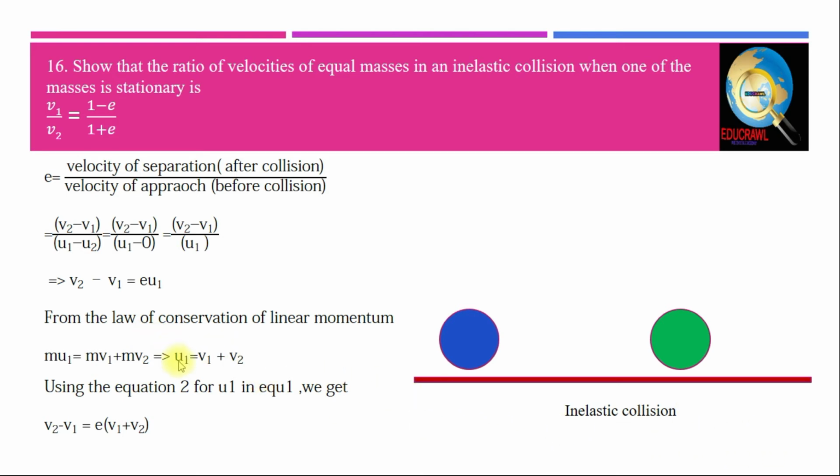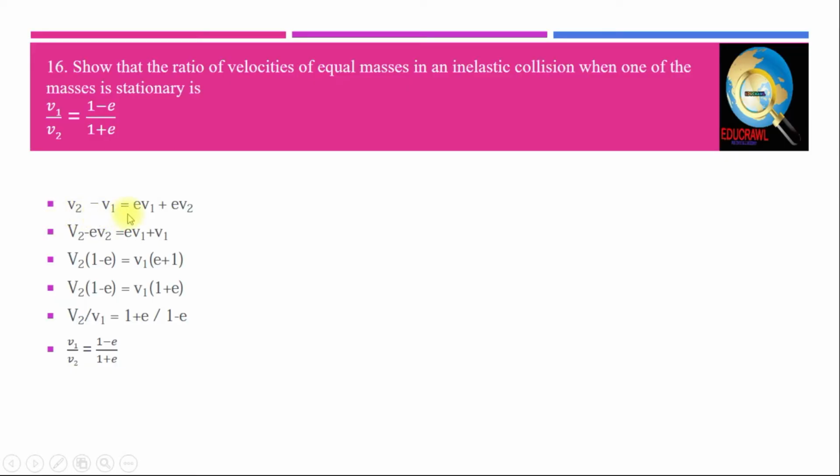Now substitute this value of u1 in the first coefficient of restitution equation. We get v2 minus v1 is equal to E into, instead of u1 you have to substitute v2 plus v1. Now we have to take E inside the bracket and multiply. We get v2 minus v1 is equal to E v1 plus E v2.